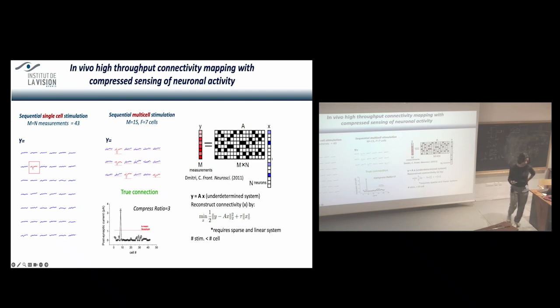What that means is that you can either reduce the number of experiments by 3, or you can increase by 3 the number of cells that you probe. So we are really on the way to probing hundreds of connections in vivo, which was not possible before. And you understand that for this kind of experiment you need true single cell resolution, because otherwise you won't know which cell is connected.